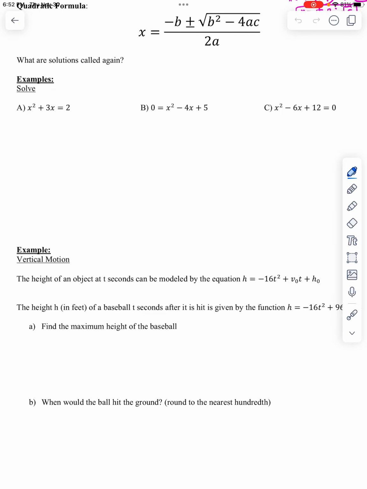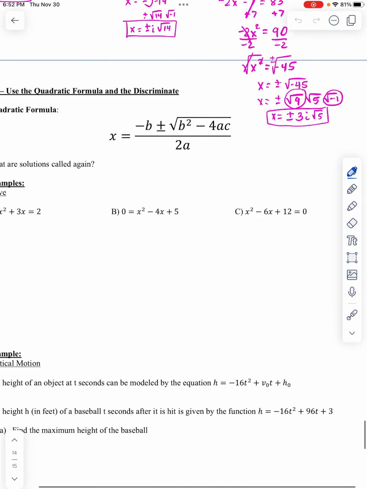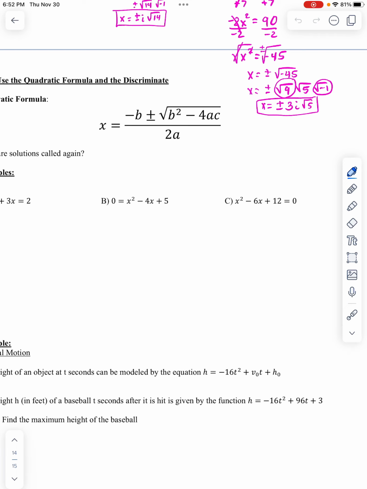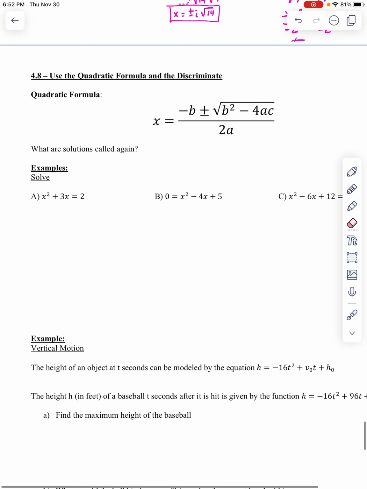Alrighty, folks, here we are with the grand finale of chapter 4. Looks like I have a little residual action from this. Okay, so the last part of chapter 4 is the quadratic formula.